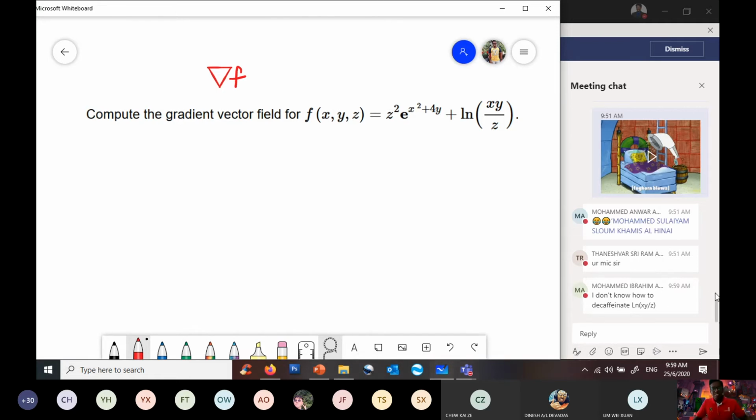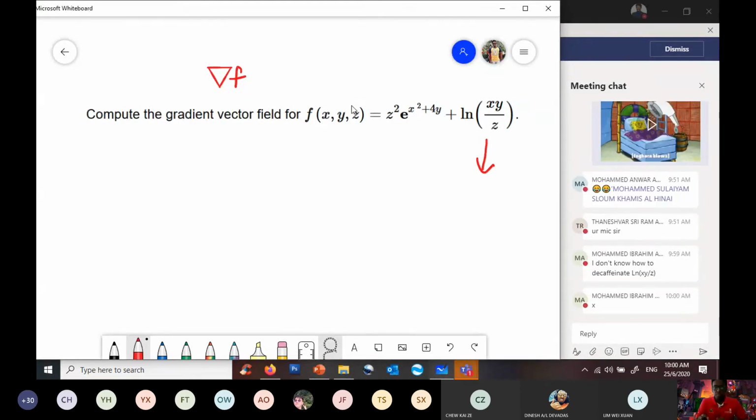Okay, so I don't know what you mean by decaffeinate. I assume you don't know how to differentiate ln xy over z. Okay, you have ln xy over z. May I know what variable you are currently trying to differentiate with respect to? Is it x, y, or z? Because z is down there, xy is up there. So give me one variable. You are trying to differentiate with respect to what? X. Okay.